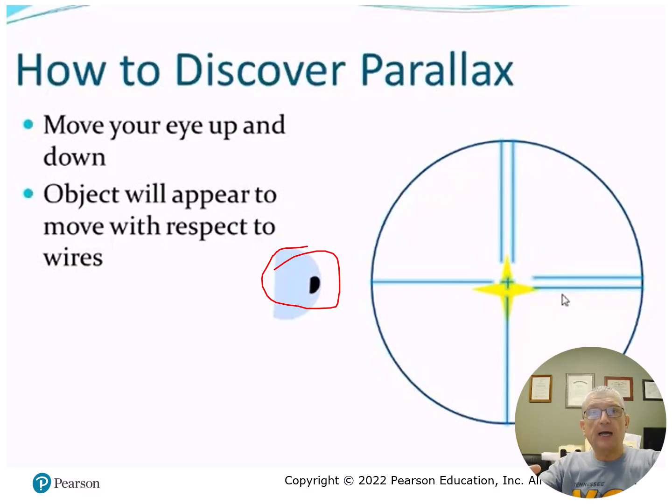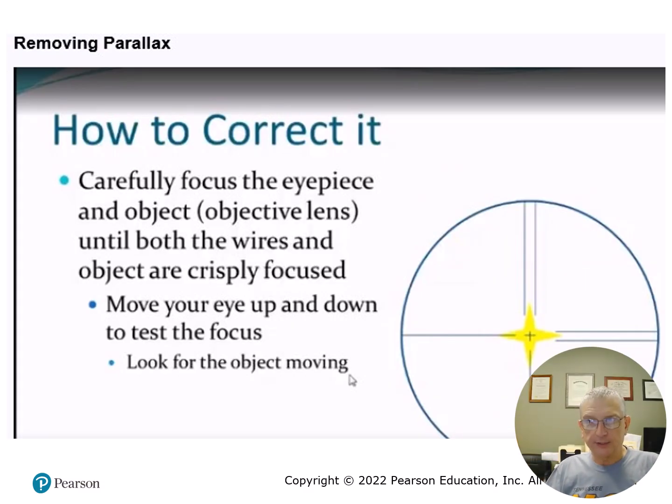If you move your eye up and down and the point of focus of the crosshairs moves on that object, you have parallax error. You need to leave your object in focus, but go to your eyepiece and adjust the crosshairs until, when you move your eye up and down, the object doesn't move. And this is how to correct it, what I was just saying.